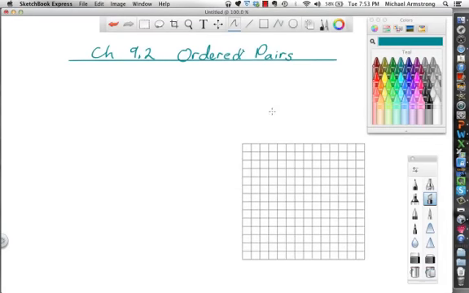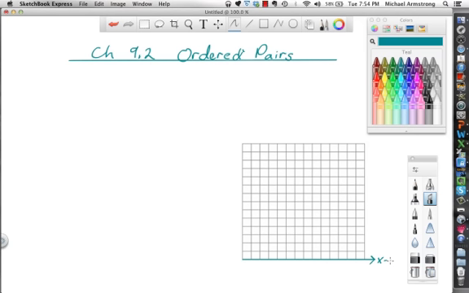Okay, this is chapter 9.2, and it's on ordered pairs. We see that we have a graph already set up here. We're going to be graphing today, and this is kind of fun. We're going to start out with just getting the vocabulary down. Usually there's a line, and it goes forever in the horizontal direction, and we call that the x-axis.